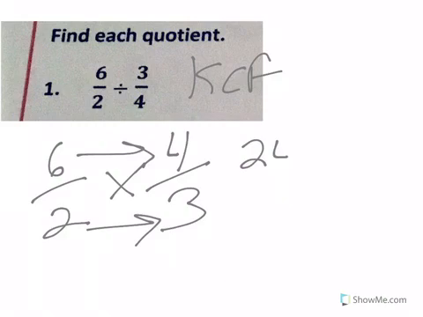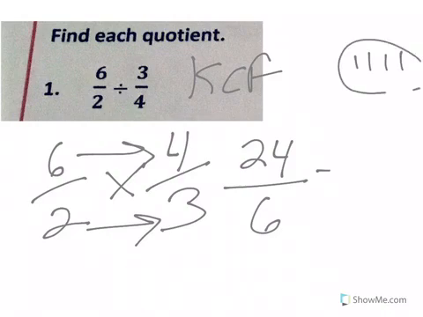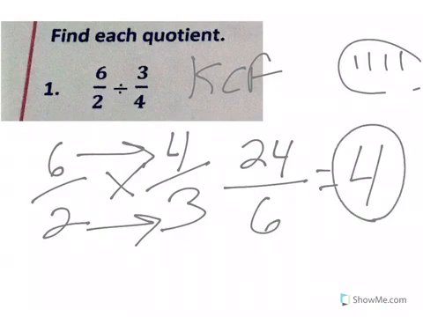6 times 4 is 24. 2 times 3 is 6. And I know that 6 goes into 24 evenly. 6, 12, 18, 24, 4 times. There's nothing, in this case, nothing left over. So we end up with, our answer just is 4.